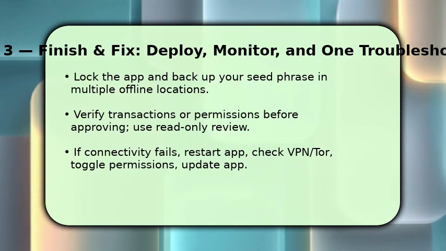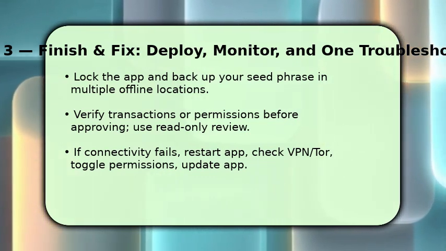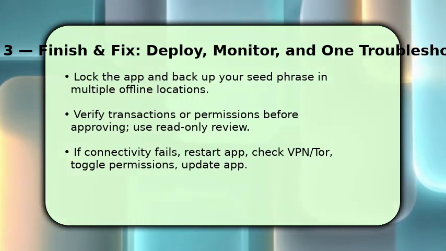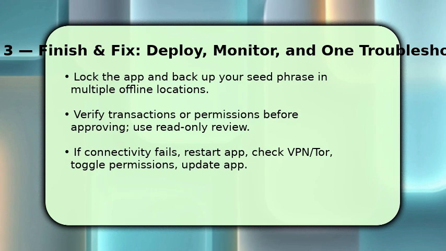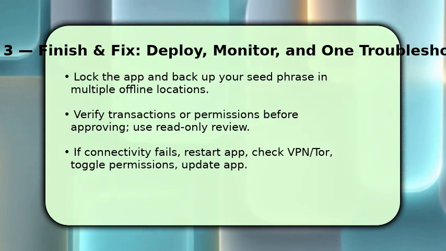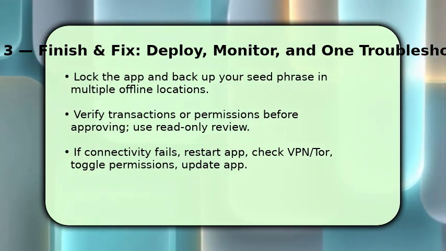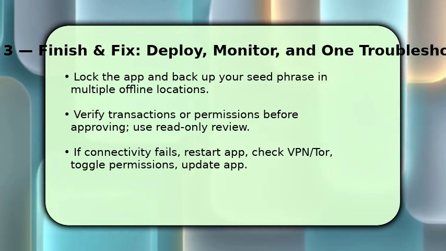To finish, lock the app and perform a secure backup of your seed phrase in 2 offline spots. This safeguards recovery. Verify any transactions or permission prompts before you approve them, and use the app's read-only preview when available so you see exactly what will run.